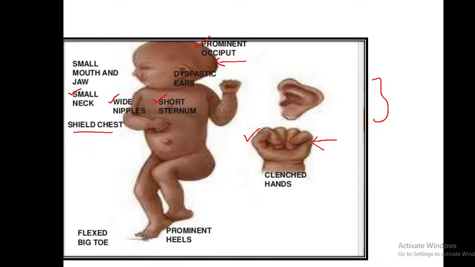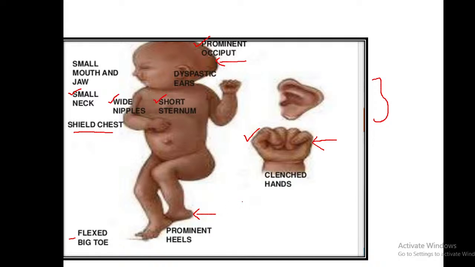Altogether they have what skeletal disorders are prominent in this case of children, and they have a shield chest. They have a flexed big toe, കാലിങ്ങനെ ഒന്നിന്റെ മേലെ ഒന്നിങ്ങനെ ചുരുട്ടിയൊക്കെ ഇരിക്കും. And they have prominent heels. This region, they have prominent heels.